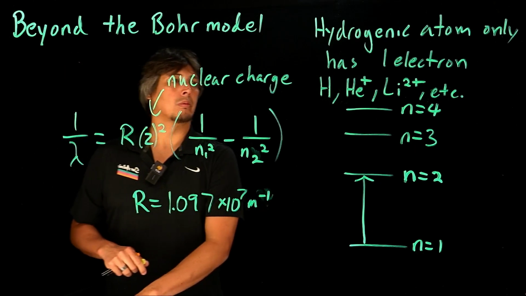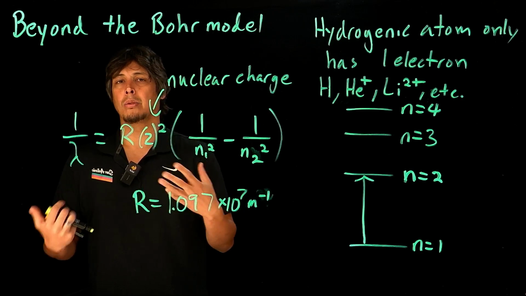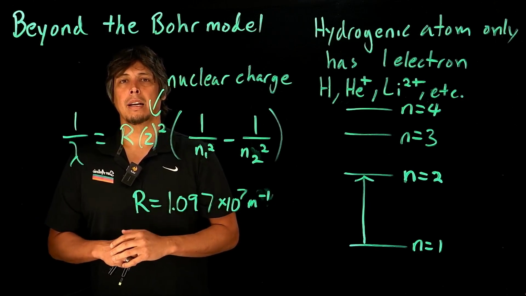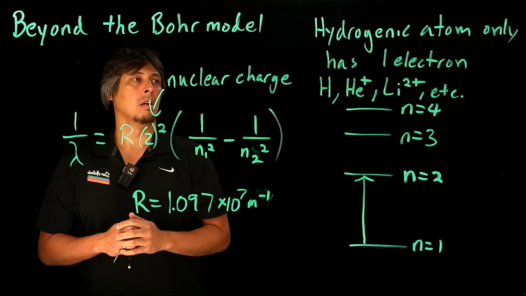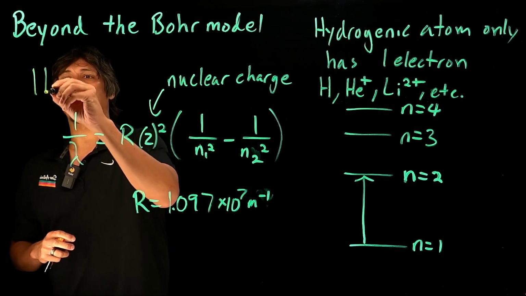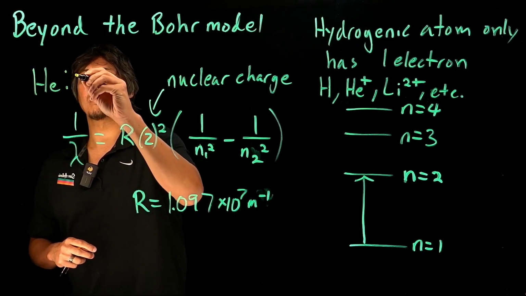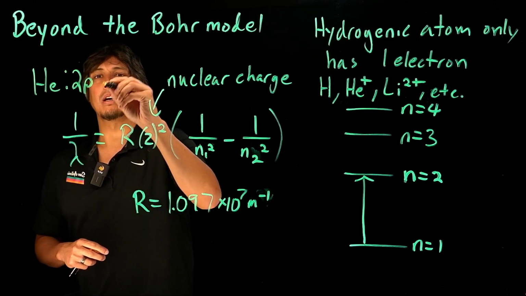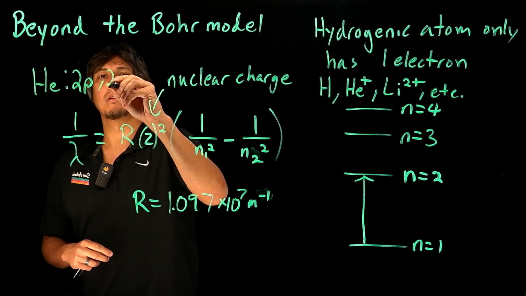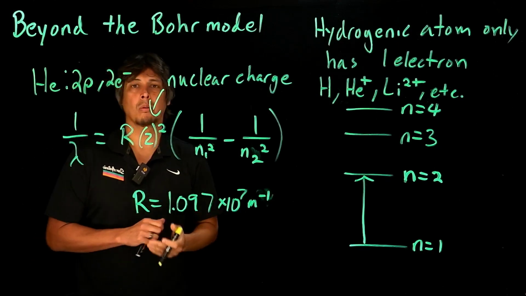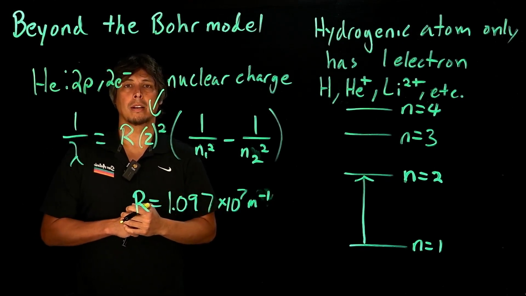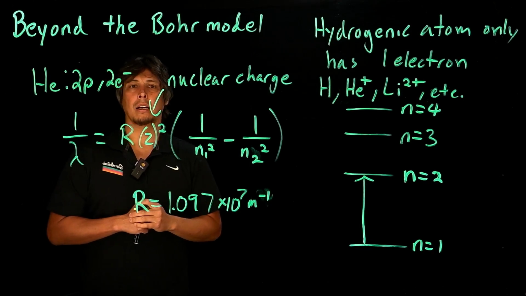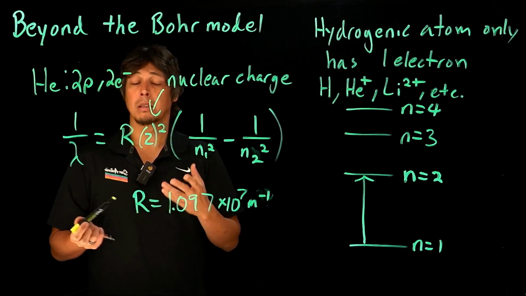So this is a limitation of the Bohr model. And so we have to find another way to explain more complicated atoms. For instance, if we're talking about the helium atom, which now has 2 protons and 2 electrons, that would not qualify as a hydrogenic atom. And so how can we start to explain more complex systems such as the helium atom?